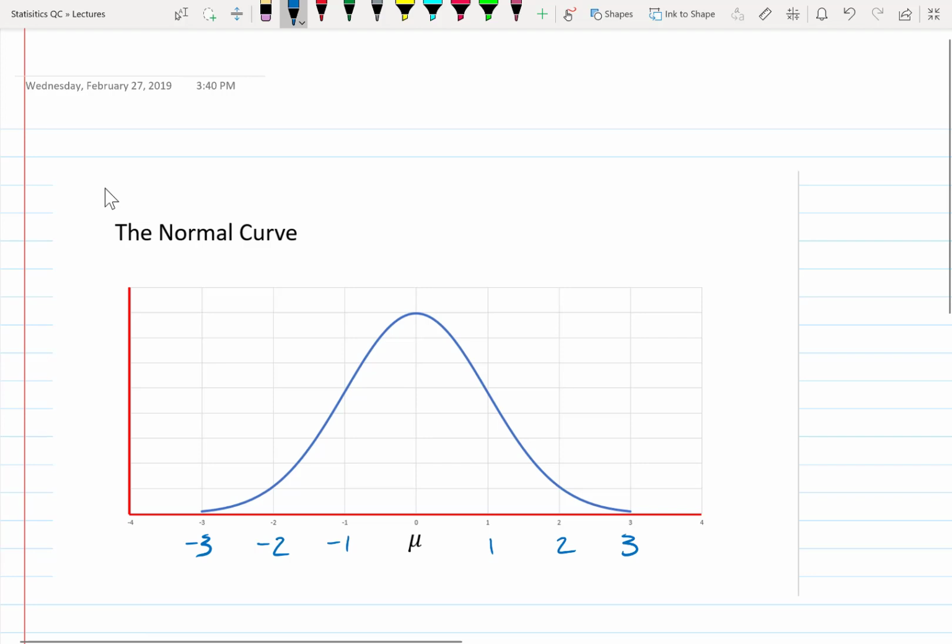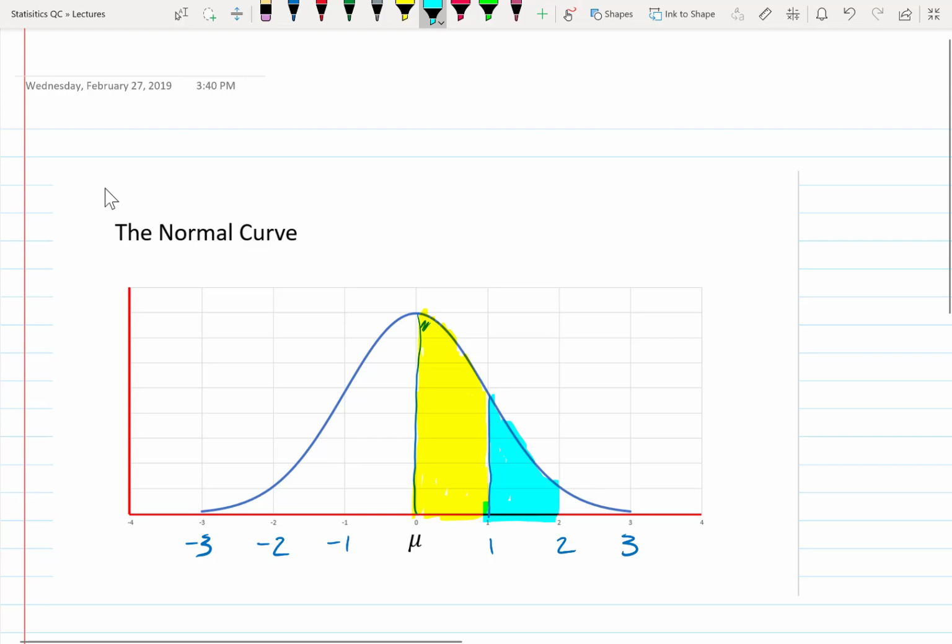As you know, 34% of scores will fall between the mean and 1 unit of standard deviation on either side of the mean. That would be this area over here. We also know that a little over 47% of the scores would fall between the mean and 2 standard deviations. That's represented by this blue area plus this yellow area here.